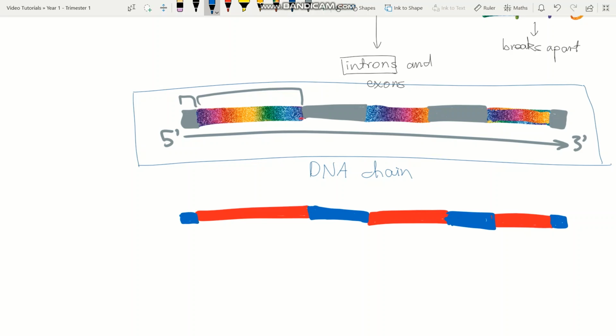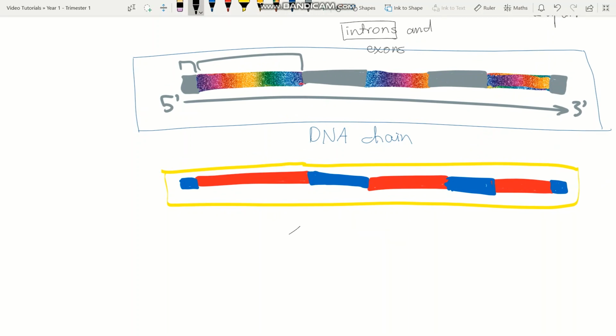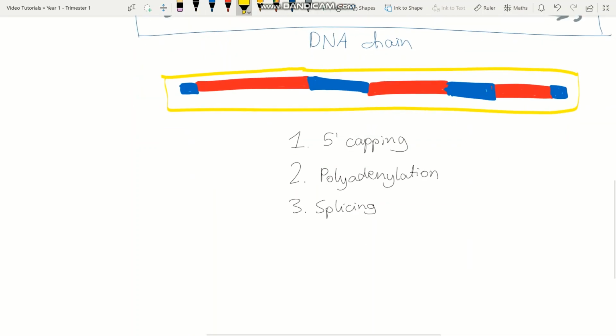Essentially, this is not the final or the preferred form that the RNA chain is in order to code for a protein. So we have to make some modifications. And there are three main modifications that take place. One is called 5' capping. The other is called polyadenylation. And the third is called splicing. So let's first start off with 5' capping.